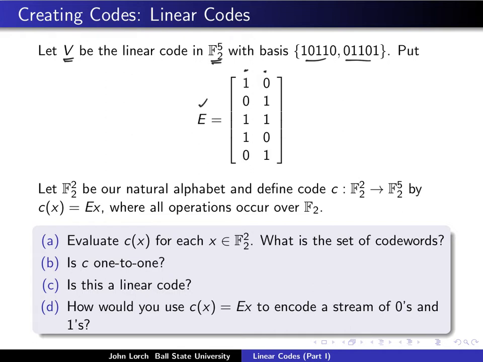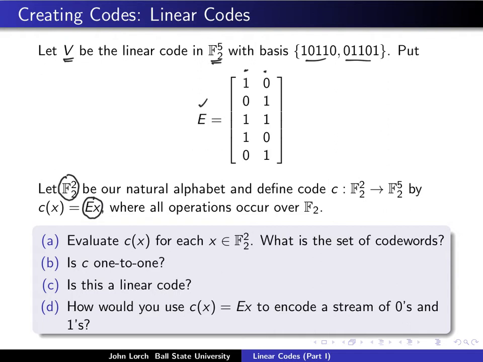Okay, now what I'd like you to do is to regard the strings of length 2 as being our natural alphabet. And we're going to define a code C from F2^2, the strings of length 2, to strings of length 5, by just taking C of x equaling E times x, where this E times x is matrix multiplication over F2. All right, so we're claiming that this is a code. So the first thing in our task list is to evaluate C of x for each x in F2^2.